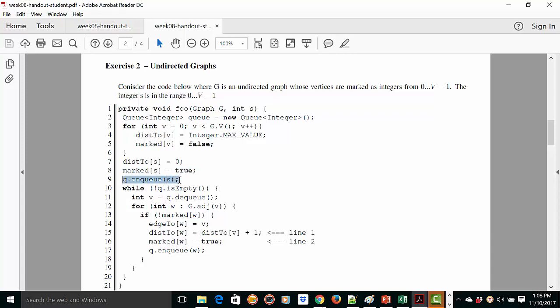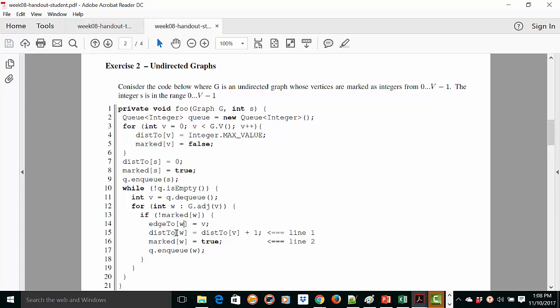Now we enqueue S into the queue, and while the queue is not empty, we dequeue a vertex V, and then we find the adjacent elements of those, and if they're not marked, we add them. There's an edge to W coming from V, because notice that V is the source vertex and W are the adjacent vertices from that. So we know there's an edge from V to W.